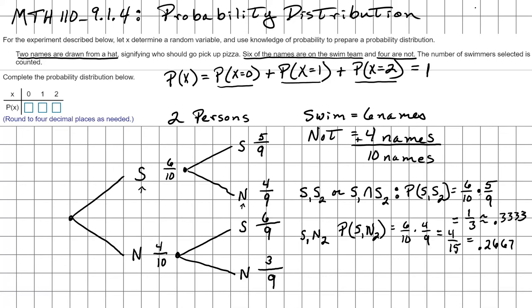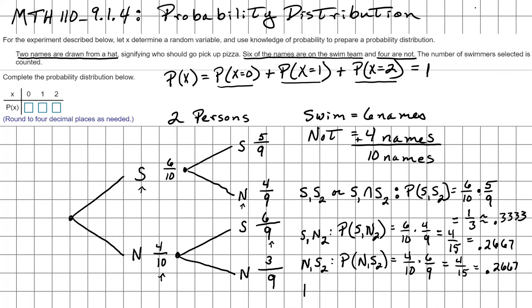Now, the probability when the first name is not on the swim team and the second name is on the swim team will be the same as the one that I just calculated, because you'll notice that you have 4/10 here and 6/9 there. And we'll round to 4 decimal places there.